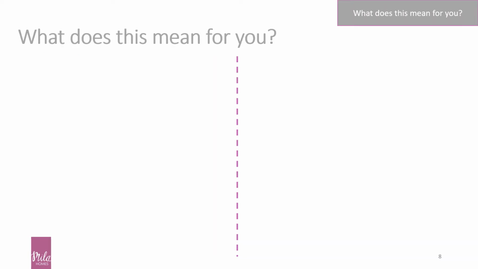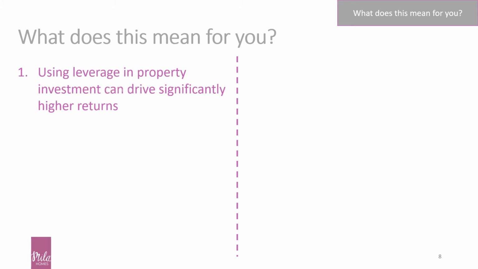So what does this mean for you? Well, hopefully we've shown you that using leverage in property investment can drive significantly higher returns. So obviously we've just touched upon one financial leveraging tool by way of buy-to-let mortgages, but obviously there's a whole host of other financial leveraging tools such as bridging loans, angel investment, credit cards, as well as a whole load of non-financial leveraging tools as well in property investment. But maybe we can pick that up at a separate session.